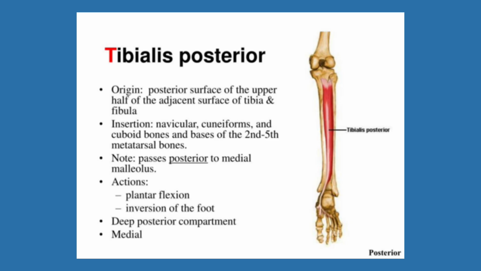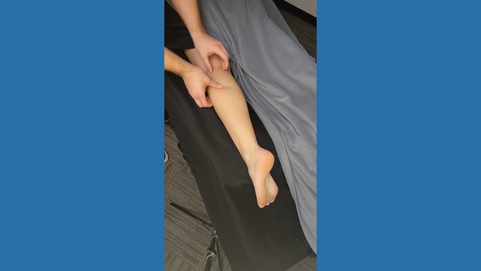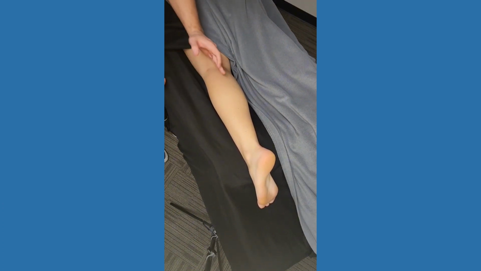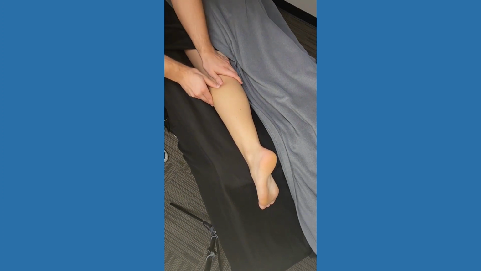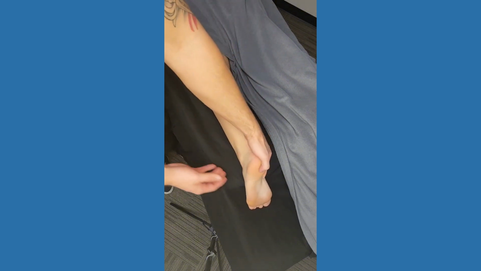Tibialis posterior will originate at the proximal posterior shaft of the tibia and fibula and interosseous membrane, and will insert on all tarsal bones and the bases of the second through fourth metatarsal, excluding the big toe and the pinky toe.